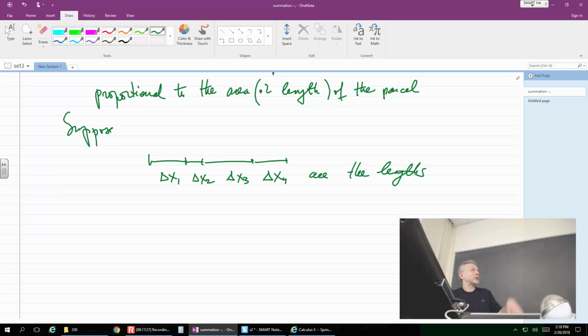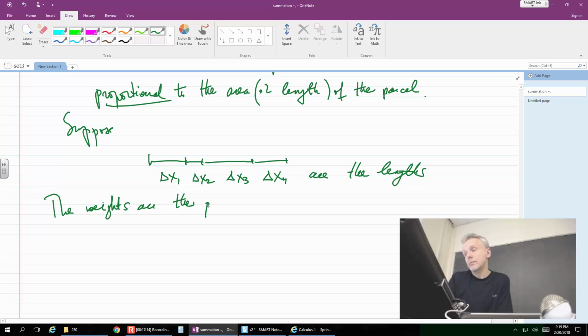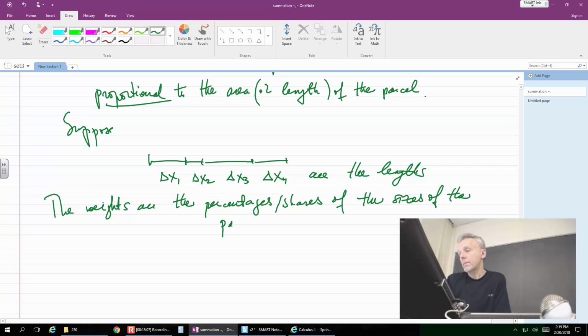Each parcel may be 100 square feet or just feet of length, so that will not add up to 1. So I have to talk about percentages, right? So a percentage of each parcel from the whole forest. So they are proportional to begin with. So the weights are the percentages or shares of the sizes of the parcels relative to the whole forest.